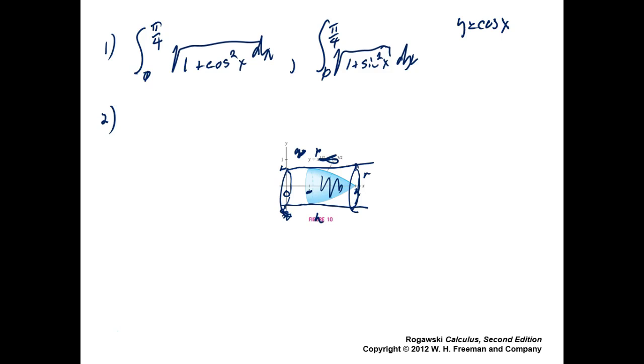And if you take the derivative of that, you get 0. Square it, you get 0. Add 1 to it, you get 1. Square root of 1 is 1. And your 2 pi r, y is r, so 2 pi r going from 0 to h is 2 pi r h.